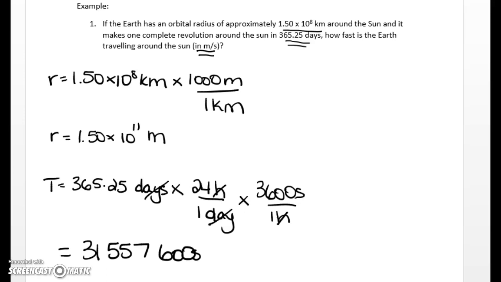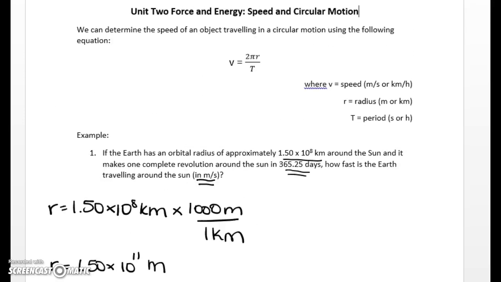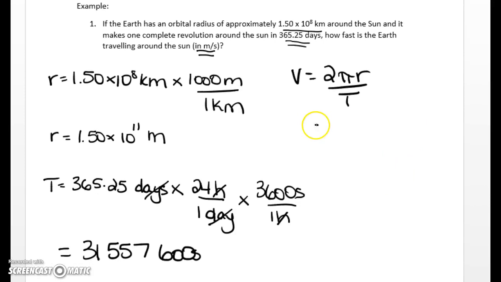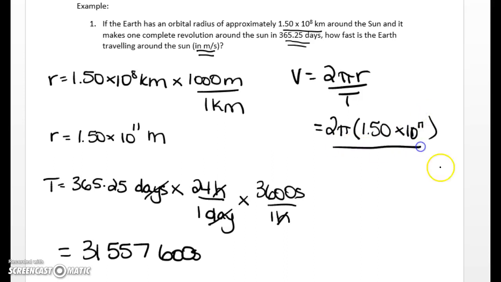So here we have our radius, and here we have our period. Now we can go ahead and start by writing down our formula that I gave above. That one there is V is equal to 2 pi r divided by your period. So plugging in our information, we have 2 times pi times your radius, which is 1.50 times 10 to the 11, all divided by that period of 31,557,600.